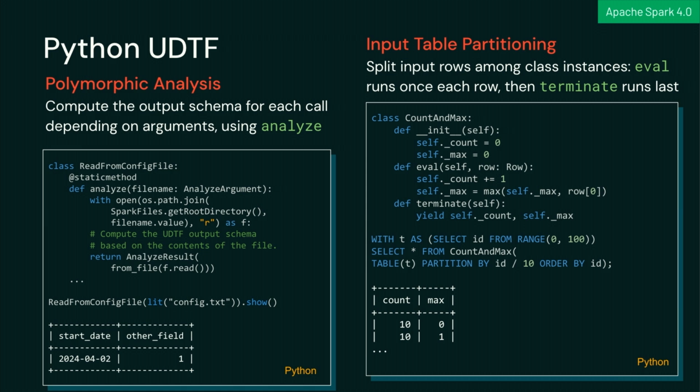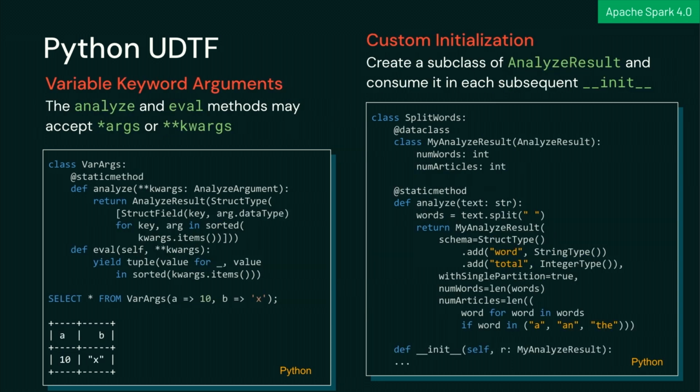Spark 4.0 enhanced UDTF by adding 4 more features, like polymorphic analysis. You can generate a dynamic schema based on the input arguments. Also, you can specify input table partitioning, which can improve the performance and the resource usage. Variable keyword arguments allow you to be more dynamic by accepting any number of keyword arguments in your UDTF. And also custom initialization, which will configure the UDTF once per query.